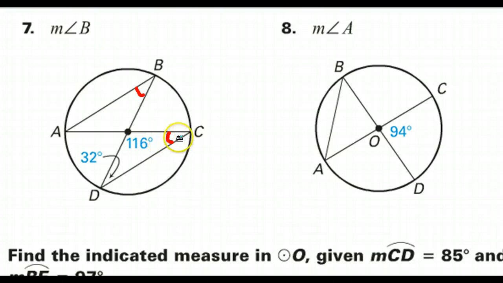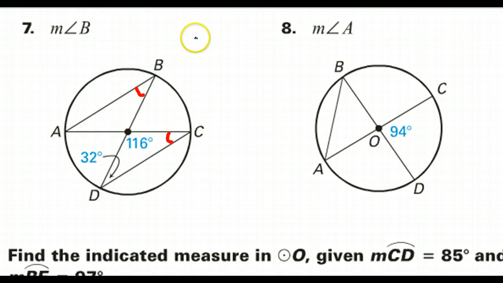I'm just going to figure out angle C, and that's going to be my answer for angle B. We have a triangle, and all the angles in a triangle have to add up to 180 degrees. So to me, the easiest thing to do is just subtract from 180.